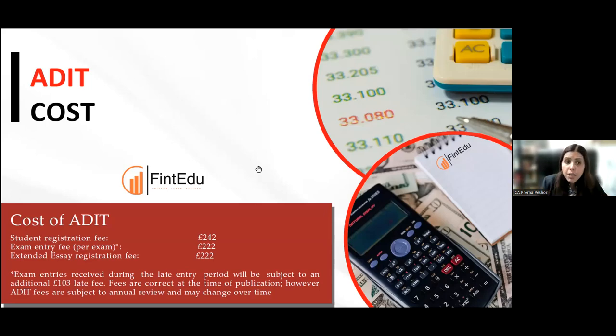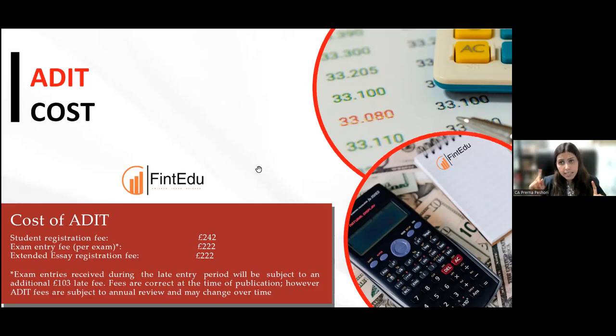Then you have a per exam entry fee. Let's say, for example, I'm sitting for the PIT paper in December, I will have to pay £222 for PIT. In case I clear PIT and I'm appearing for transfer pricing in June, I have to again pay £222. Even if I do not clear PIT and have to reappear for PIT, I will have to again pay £222. So it's a per exam fee that I have to pay. In case you do the extended essay, you have a registration fee for that.